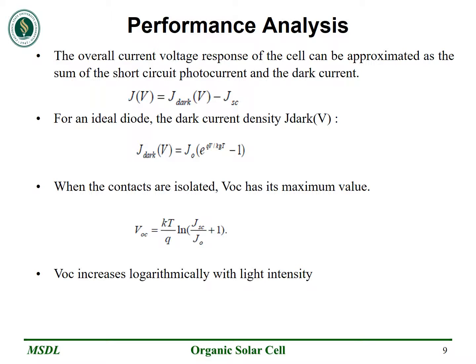Although the reverse current which flows in response to the voltage in an illuminated cell is not formally equal to the current that flows in the dark, the approximation is reasonable for many photovoltaic materials. When the contacts are isolated, VOC has its maximum value. This is equal to the condition when the dark current and the short circuit photocurrent exactly cancel out. VOC can be given as kT upon q times ln(J_SC upon J_0 plus 1). Thus, VOC increases logarithmically with light intensity.